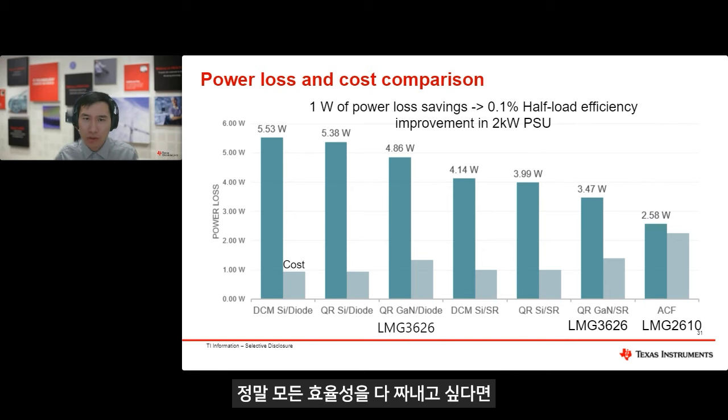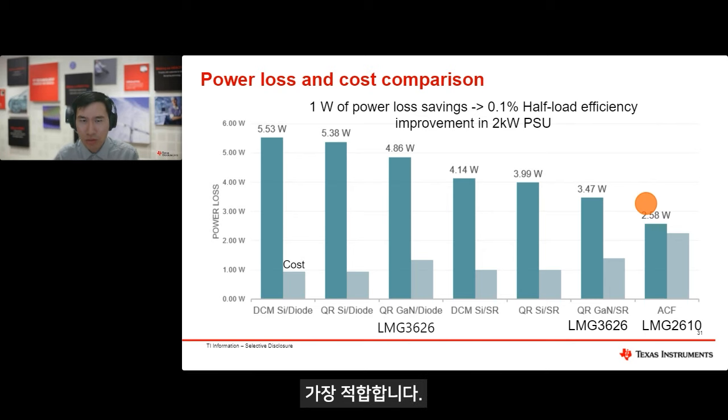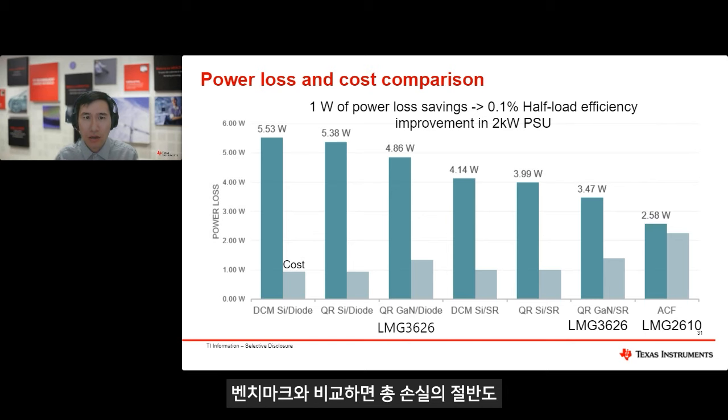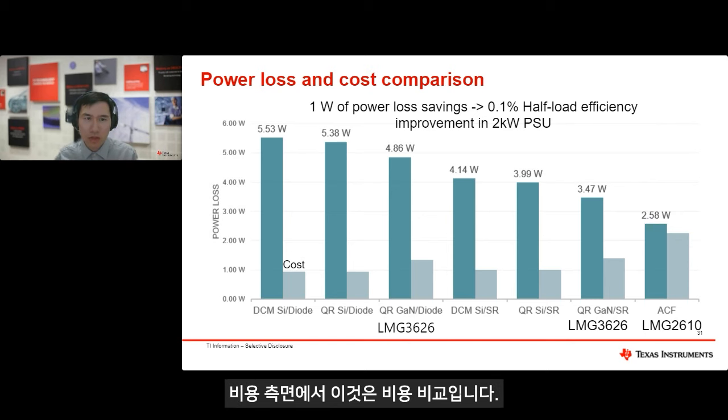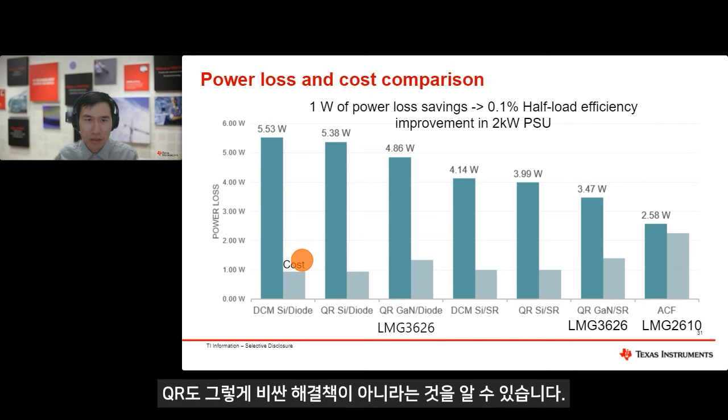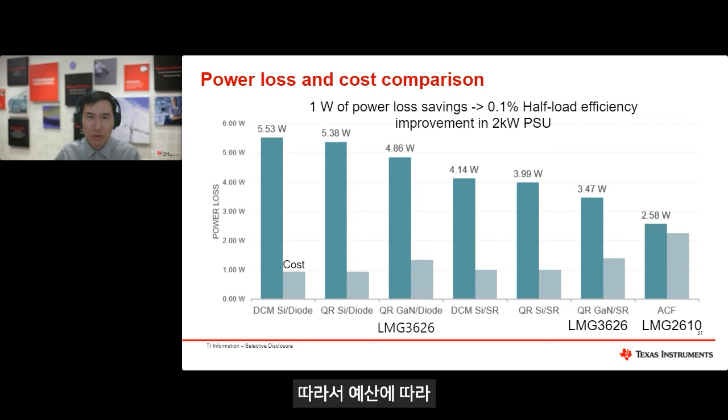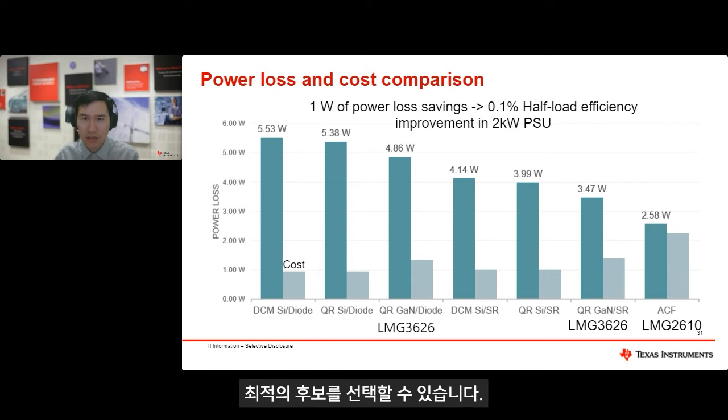If you really want to squeeze every loss source, ACF is definitely the best to go with our half-bridge solution. You can realize less than half of your total loss compared with the benchmark, but on the other side, the cost is also considerably higher. So from the cost side, this is a cost comparison. You can see the QR is not that expensive a solution as well. So based on your budget, you can choose the best candidate here.